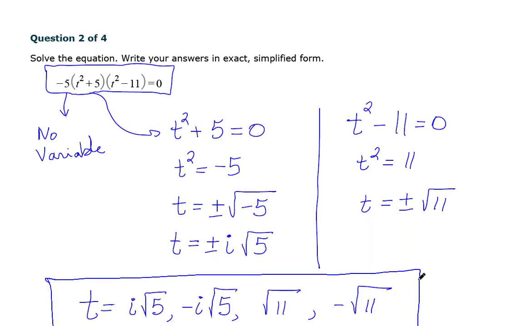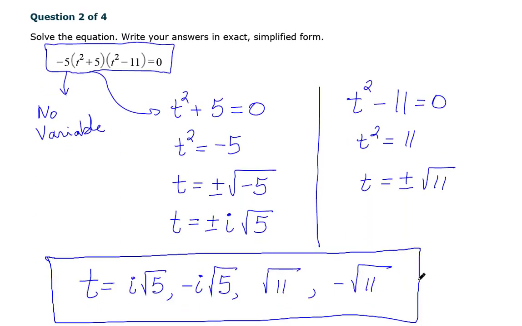All right, in question 2, we have the same situation. A product of things is equal to 0. Now, you see this thing in the front here, there's a minus 5. Well, there's no variable in it, so I'm not going to set that to 0 because it can never be 0. It's a minus 5. This piece could be 0, so t squared plus 5 is 0. t squared minus 11 could be 0.